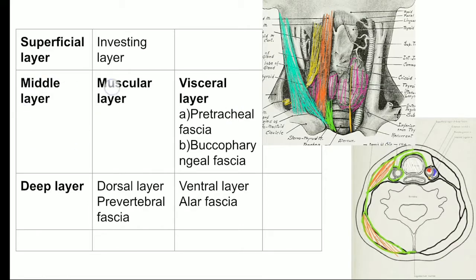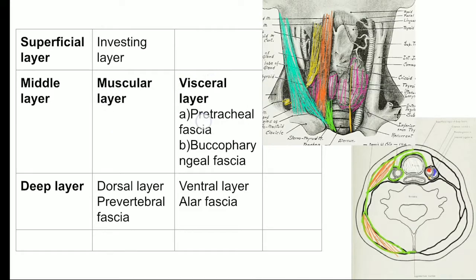Now the difference comes in the middle layer. Okay, the middle layer is further categorized into the muscular layer and the visceral layer. The muscular layer encloses all the infrahyoid strap muscles, which are the sternohyoid, the sternothyroid, the omohyoid, and the thyrohyoid. Okay, so the middle layer, the first part of it is the muscular layer enclosing the infrahyoid strap muscles.